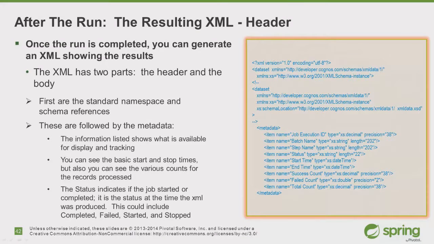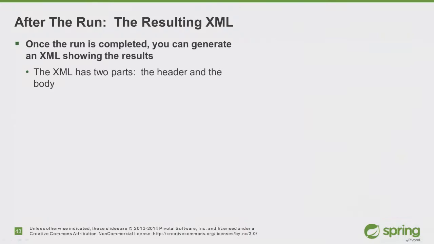The standard part up at the top in the header contains a lot of metadata and so on, the namespaces, schema references, and so on. And then you get the information that you want. You can see for each one of the items, you can see the basic start and stop times, the counts of the records processed, essentially whether it was successful, whether it failed, whether it was still in started mode or had stopped at the time. All of that's indicated in the metadata for the particular job that was executed.